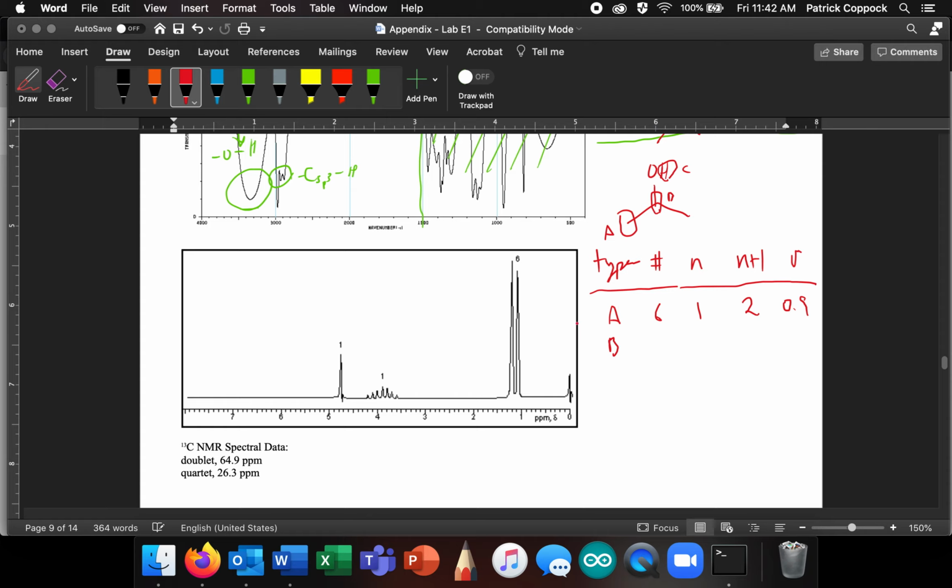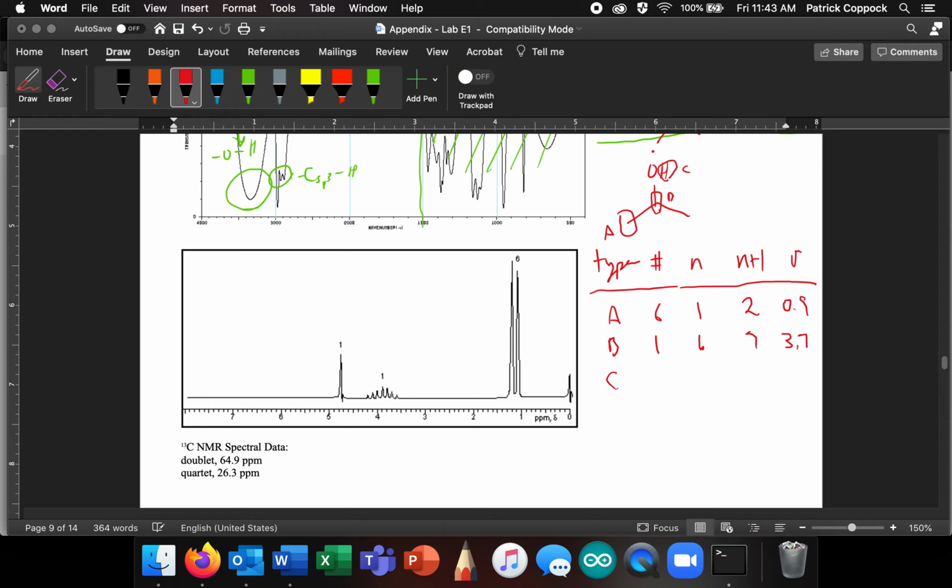B, okay. How many are B? There's only 1 hydrogen there. It has 3 neighbors on that side and 3 on that side, so it's got 6 neighbors. So it's going to be a septuplet, right? And its shift, that's right on the hydrogen, or right on the carbon with the oxygen. So that is 3.7. That's from the other table. 3.7 is the best guess for that.